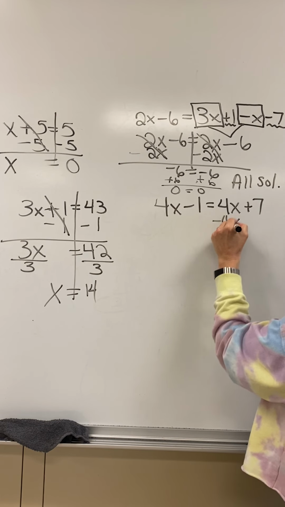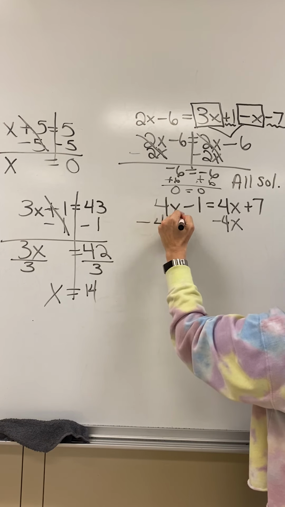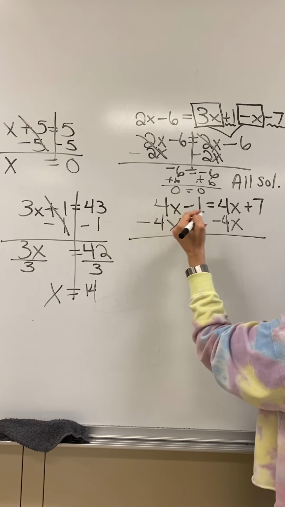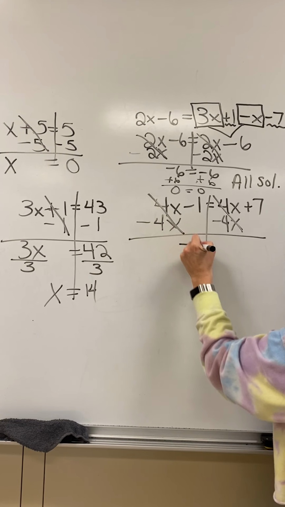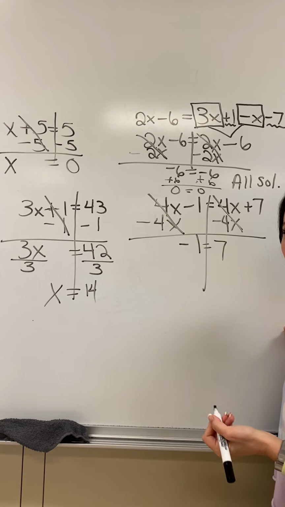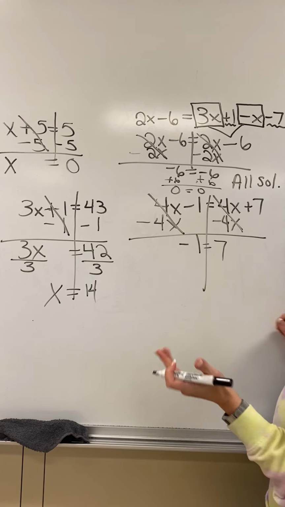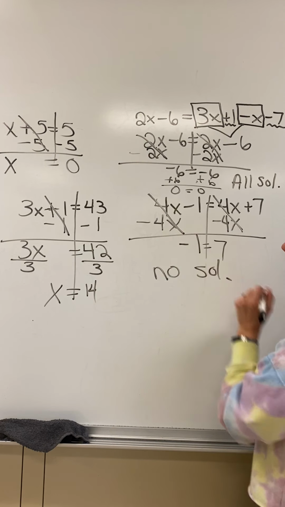So like I said, I like to move my x's to the left. So I'll start by subtracting 4x, see what happens. All right, well that ended up just getting rid of all my x's. So I end up with this weird statement, negative 1 equals 7, which just isn't true. So for this problem, you're going to say no solutions work for that problem.